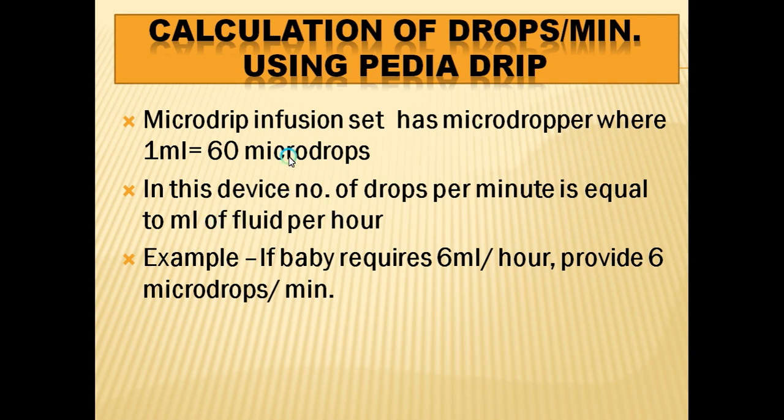So what we can count is the drops per minute. Whatever the drops per minute is, that is equal to ml per hour. So if it is 6 drops per minute, that means the baby will get 6 ml per hour. Suppose you give 10 drops per minute, that means the baby will be getting 10 ml per hour. So that is the calculation of drops per minute using a pediatric set.